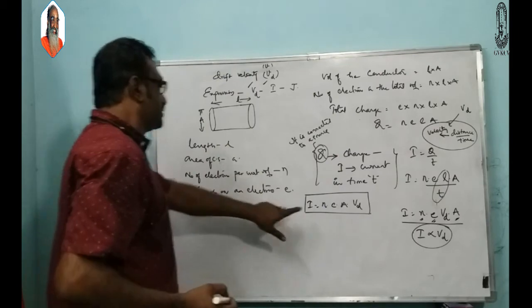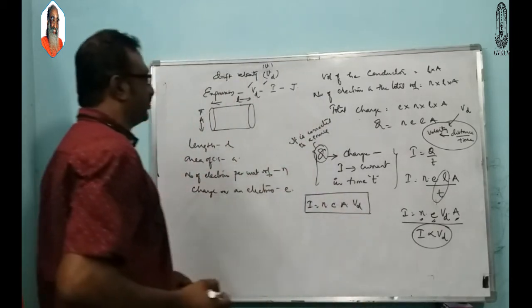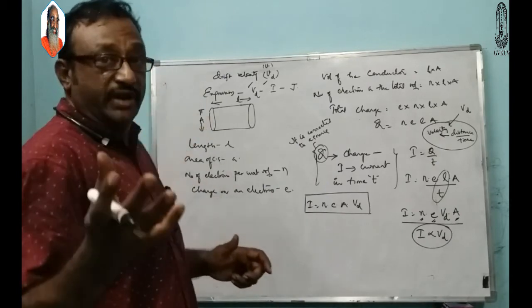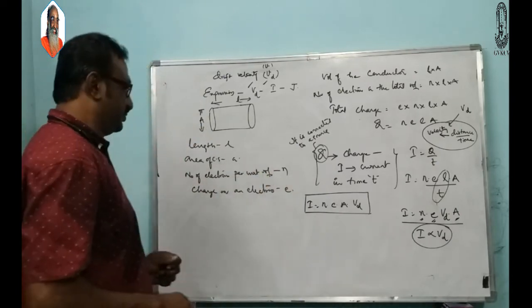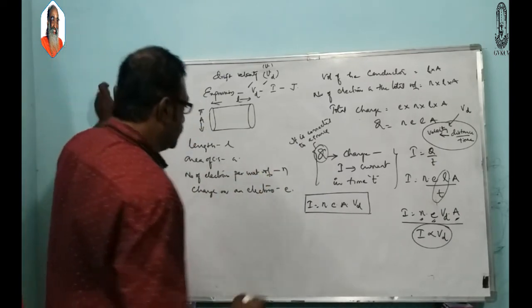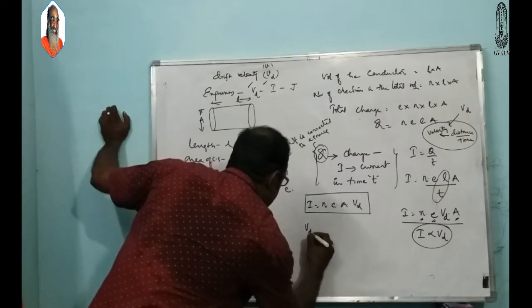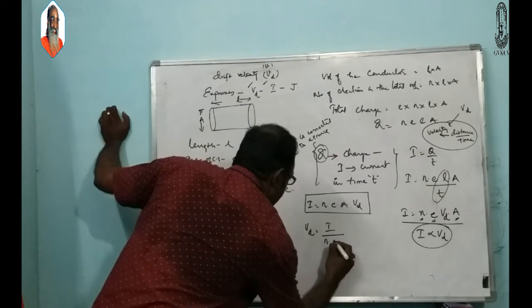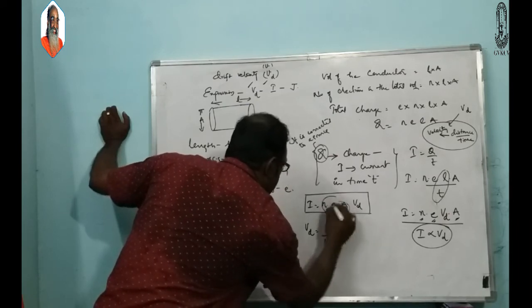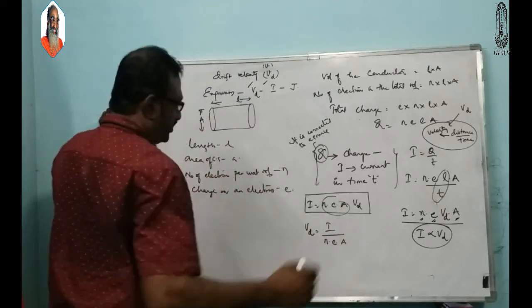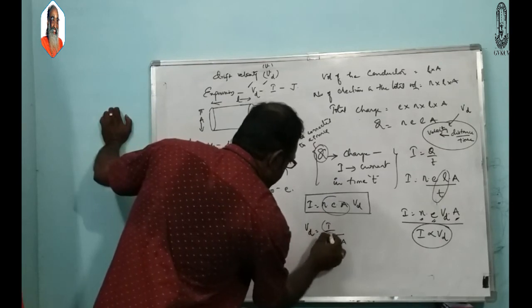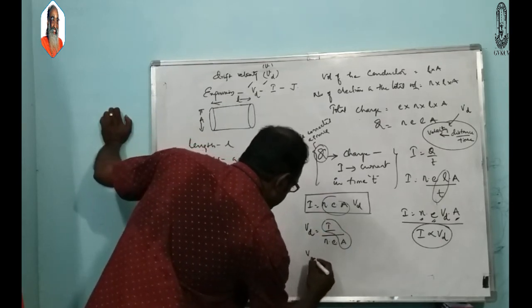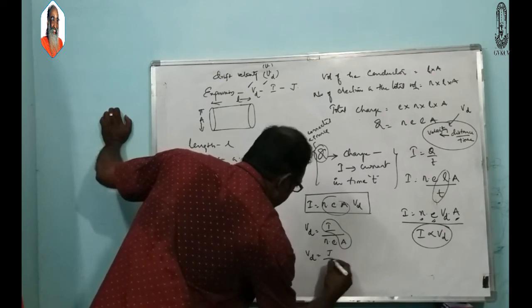Why I am writing like this is that in most of the books the formula will be like this, so by looking at that you can easily identify. So NAVd, what is NAVd? It is the current. Now Vd is equal to I by NEA, just bringing this side, I by NEA. Why I am bringing it here is that I want to get I by A. What is I by A? It is J. Vd is equal to J by NE.